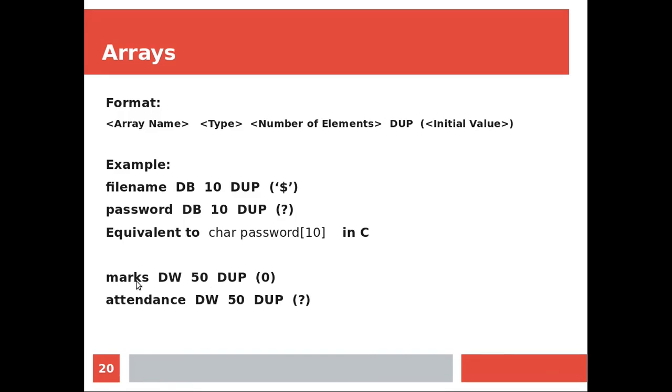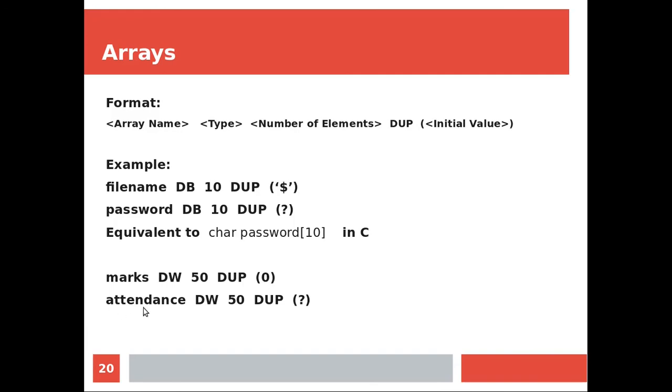Then at the position of type, we can use DW also. So marks DW 50 dup 0. This will create an array with the name marks and 50 elements. Each element will have 2 bytes of storage. With the initial value, all the elements are filled with zeros.